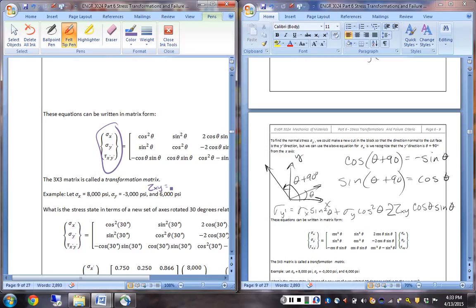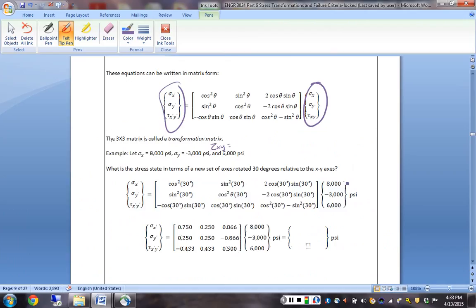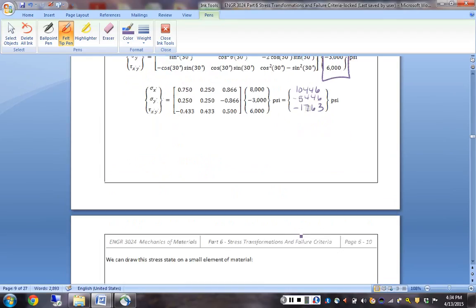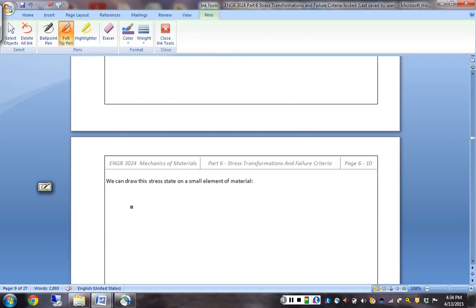And I say, okay, rotate it by 30 degrees. So you plug in your numbers here, you do 30 degrees in there, and again, you let whatever your favorite matrix tool is do the work, and you end up with 10,446, minus 5,446, minus 1,763. Okay, so what?